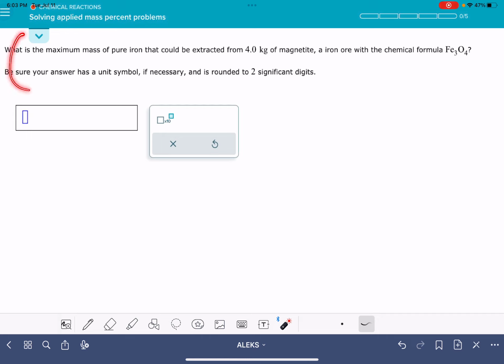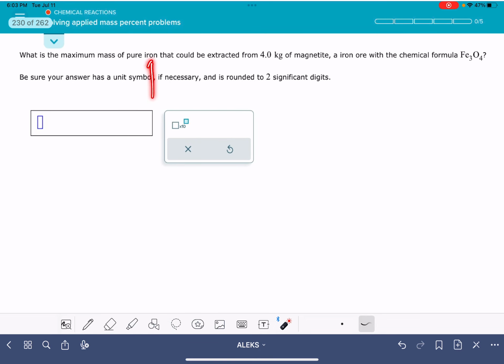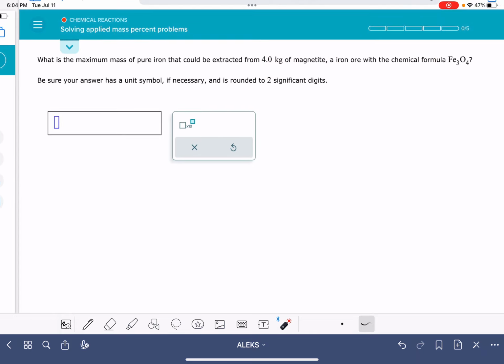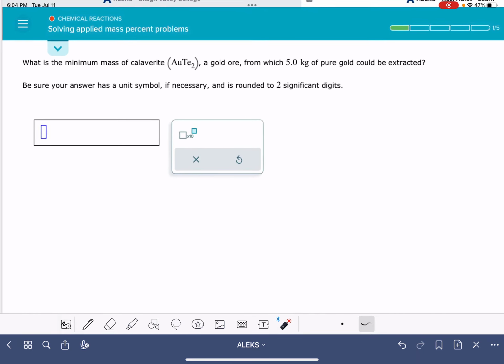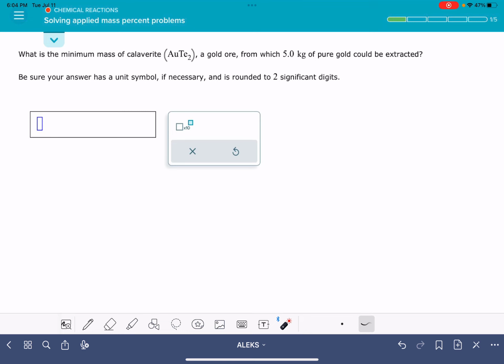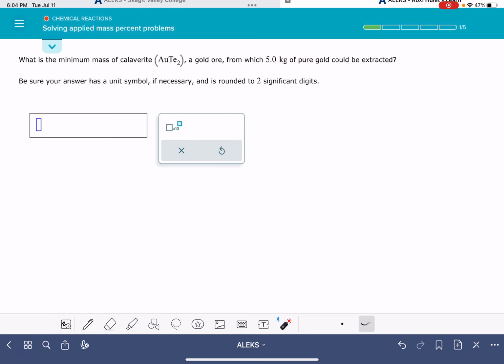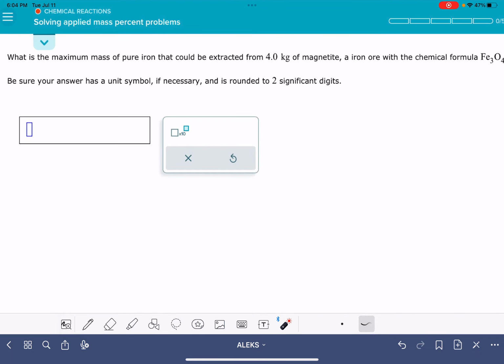This first problem that we're starting with is asking us to calculate what is the mass of a pure element. I have iron in this particular problem. What mass could be extracted from the compound Fe3O4 given that we have this much of the compound, 4 kilograms of that Fe3O4. Don't confuse this problem with this one, which looks really similar. This one is kind of the opposite situation. It's saying, okay, if you wanted to extract 5 kilograms of pure gold, the element, then how much mass of the compound would you have to start with? So they're similar, but not exactly the same. We're going to do this one first.